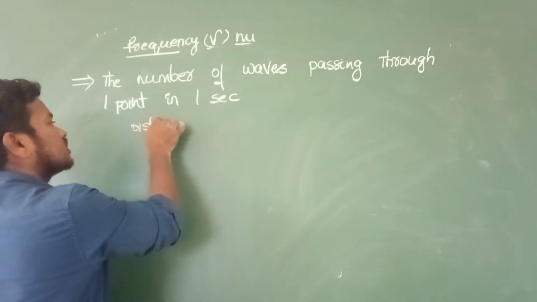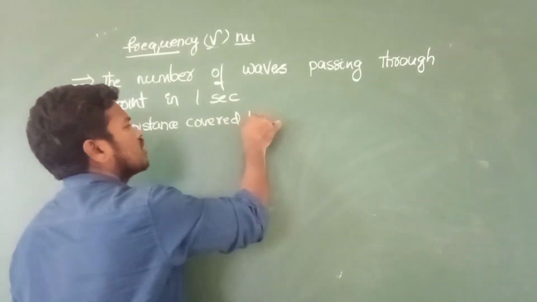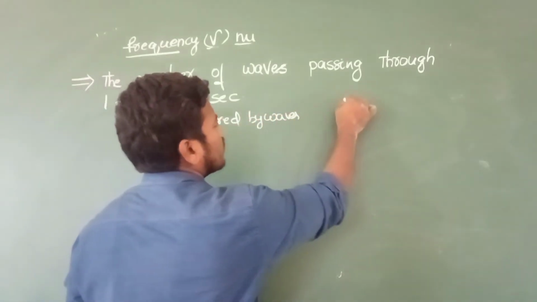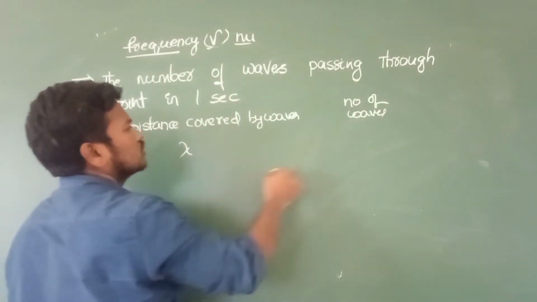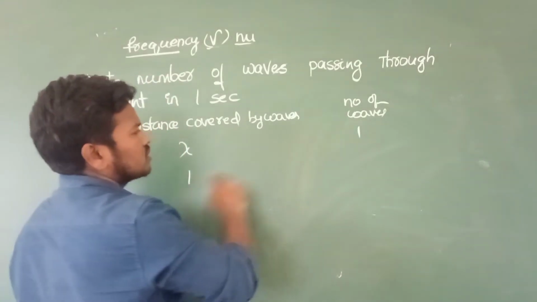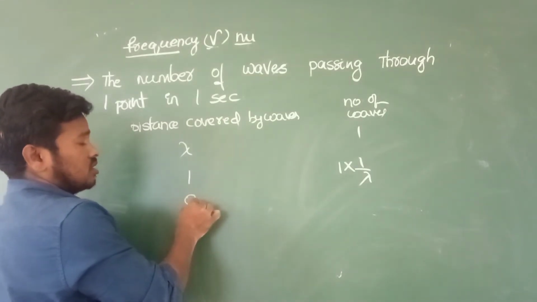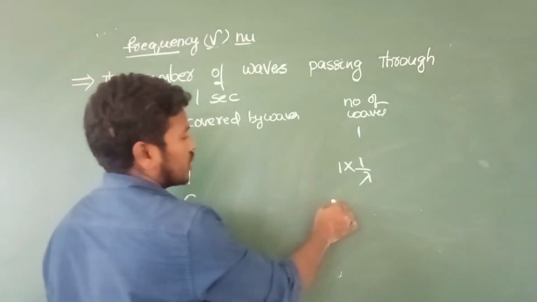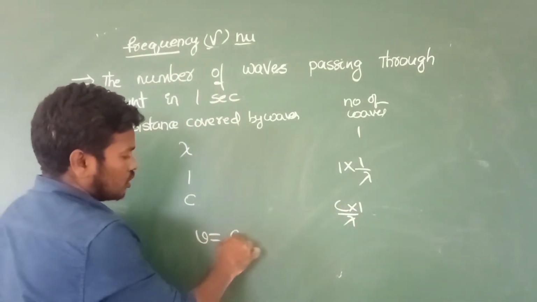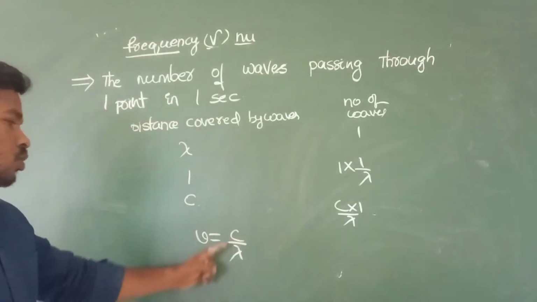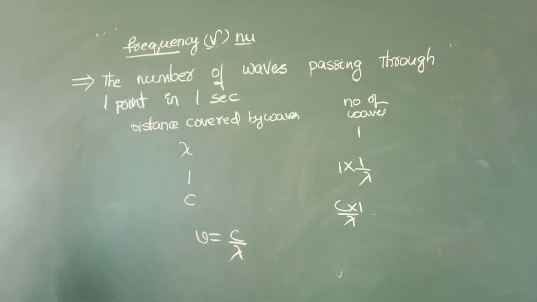By the unitary method we can get the formula. Distance covered by the waves and the number of waves: distance is lambda, number of waves is 1. So 1 into 1 by lambda. If the distance covered by the wave is C, then I can write C into 1 by lambda. So frequency mu is equal to C by lambda. C is nothing but the speed of light, and lambda is the wavelength.